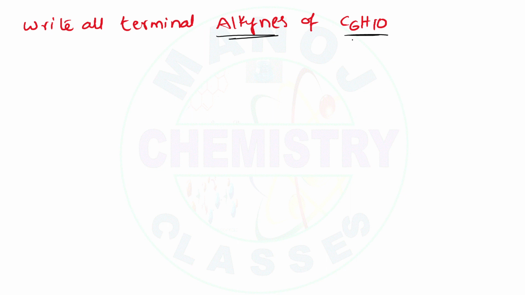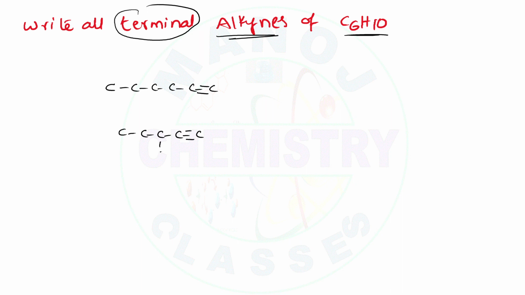Coming to the next example, they're asking to write the terminal alkynes for C6H10. They ask only for terminal alkynes. As it is C6H10, we can write 6 carbons, 1 2 3 4 5 6. They are asking for terminal, that's why I would like to mention a triple bond here. Next, 1 2 3 4 5, this one is another terminal alkyne. I would like to write one more, 1 2 3 4 5, another terminal alkyne.